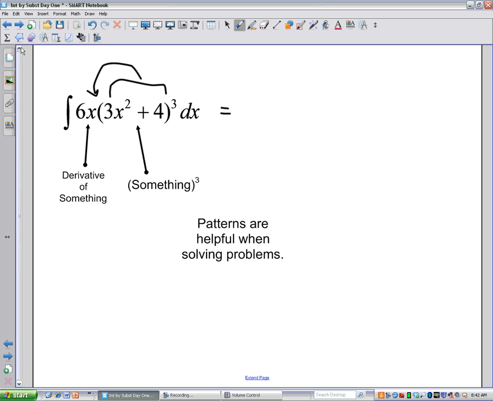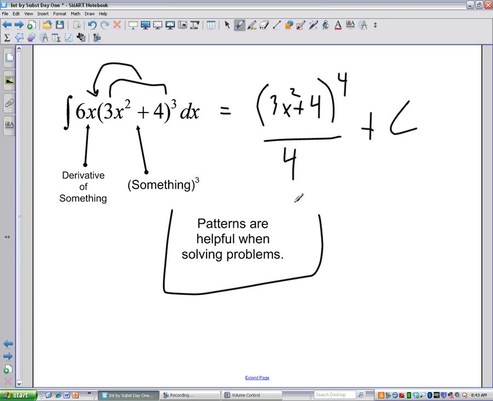It's the pattern that we've just kind of been playing with, that I've got something to the 3rd and the derivative of the something. This is going to turn into (3x squared plus 4) to the 4th power over 4 plus c. Okay, if you don't believe me, take the derivative of this, and you'll get that because of the chain rule. 4 down, 4 cancel, to the 3rd power, chain rule makes 6x. So where's the 6x go? Well, it showed up because of the chain rule. It goes back because we're working in reverse.